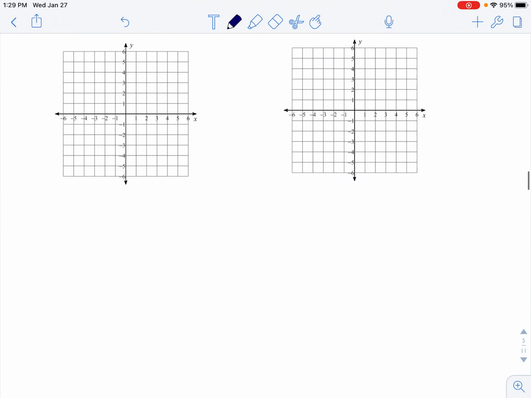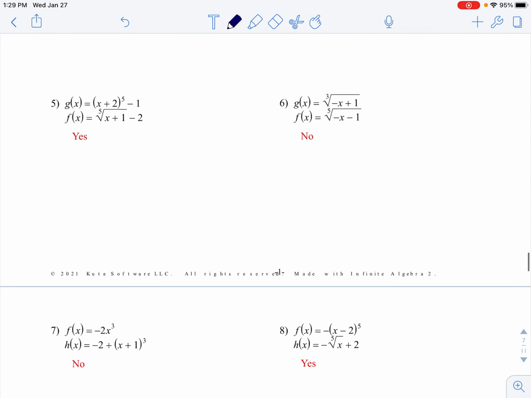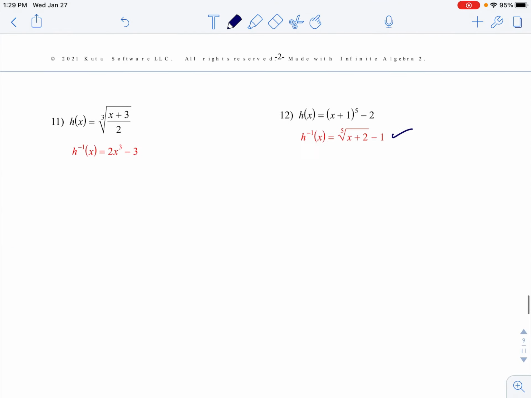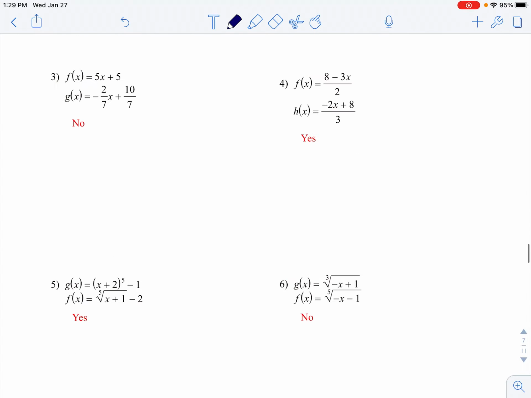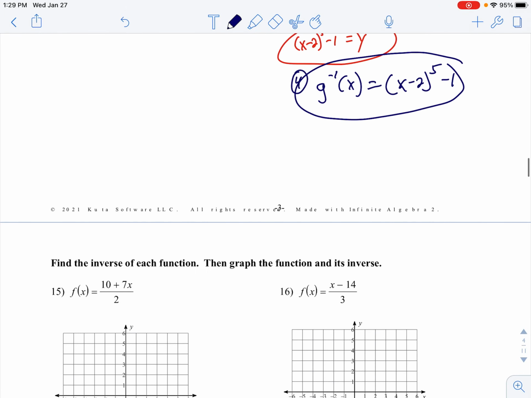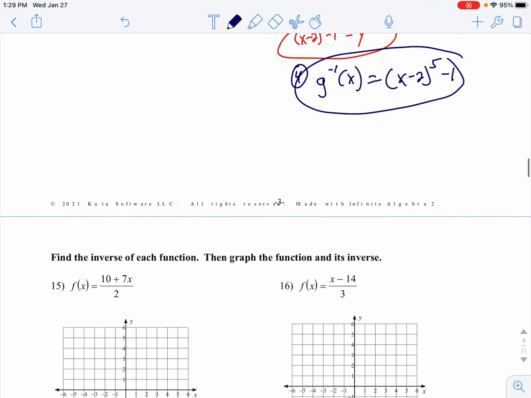All right, let's check number 14. There it is. Clearly, you can see there's a lot of work to show. Do not slack off on showing the work.